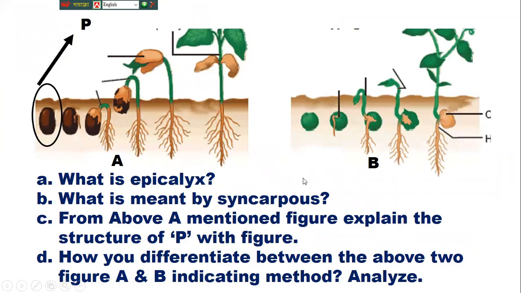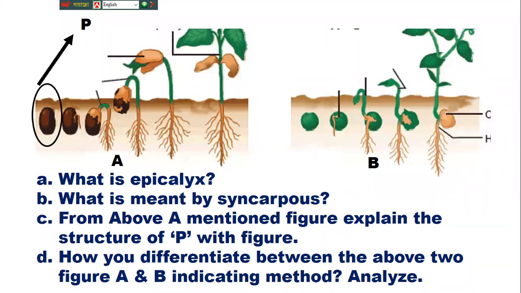We are moving quickly to the last question. What is apicalyx? You can easily understand and write. And what is meant by syncarpous? That is two types of placentation, or like this, present in your book, and you must find it.